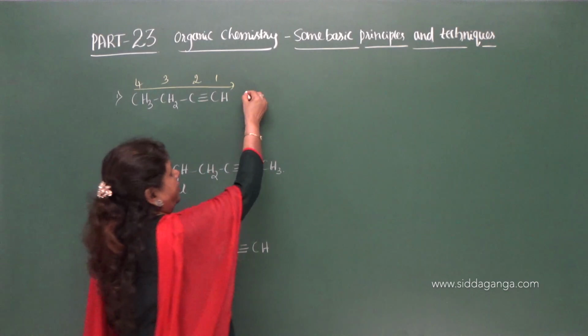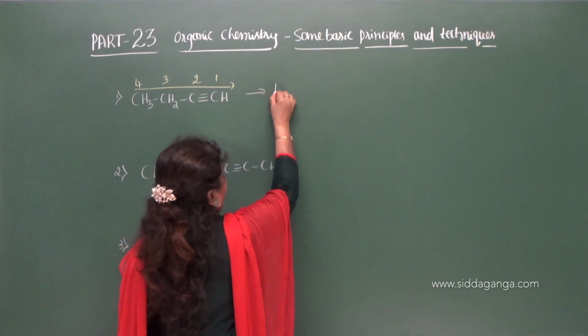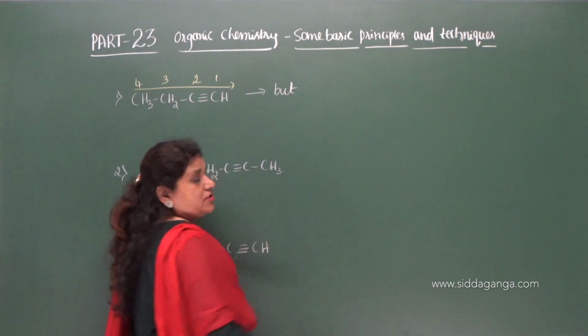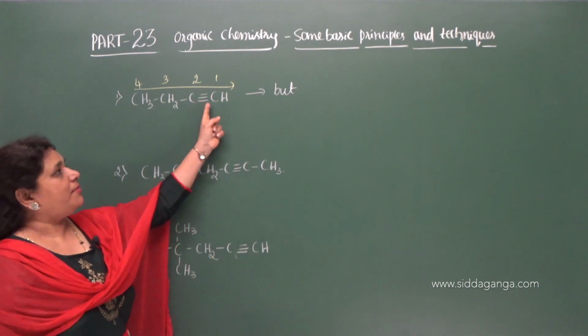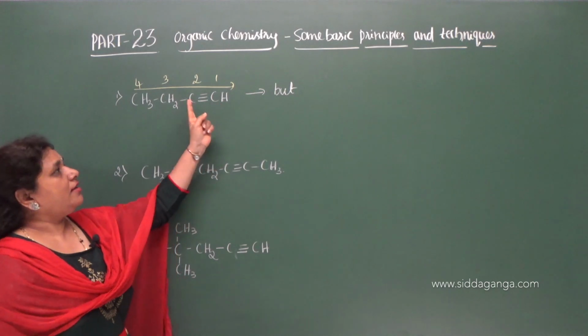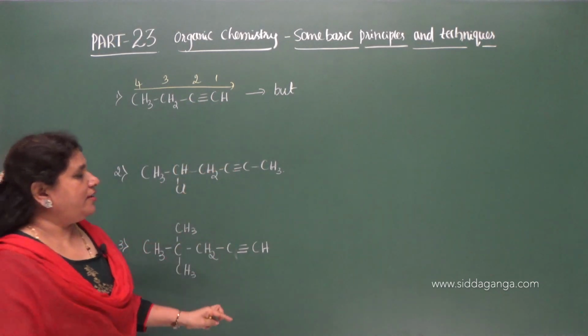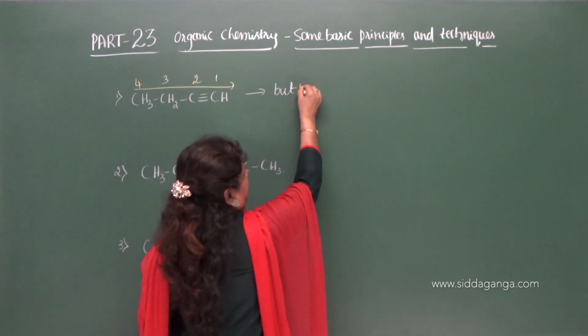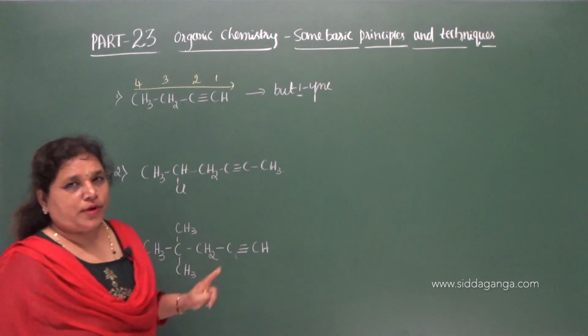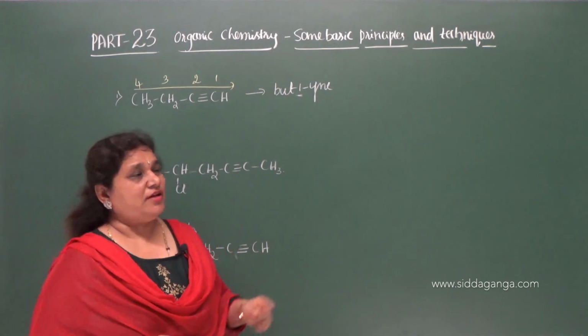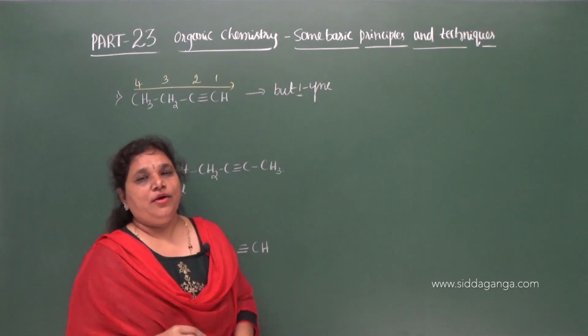What is the root word here? Root word is but. So the primary suffix for a carbon to carbon triple bond in a chain will be "-ine", therefore but-1-ine. And you can ignore the locant 1. If the locant is 1, then only you can ignore it.